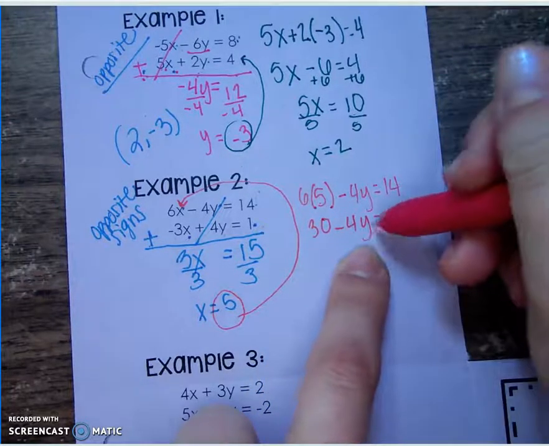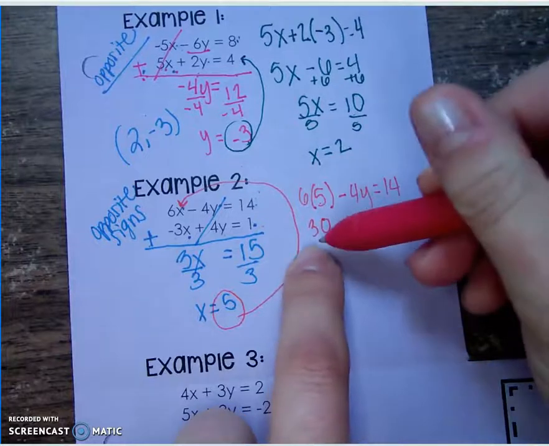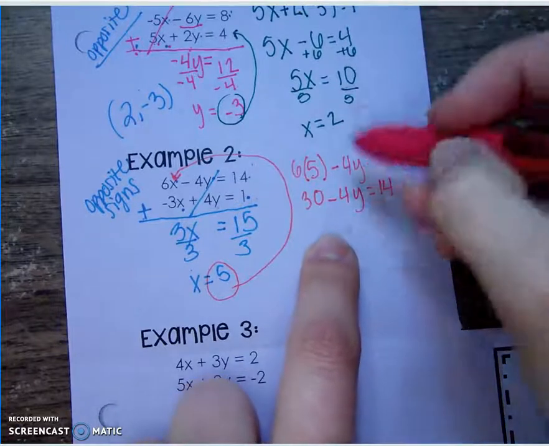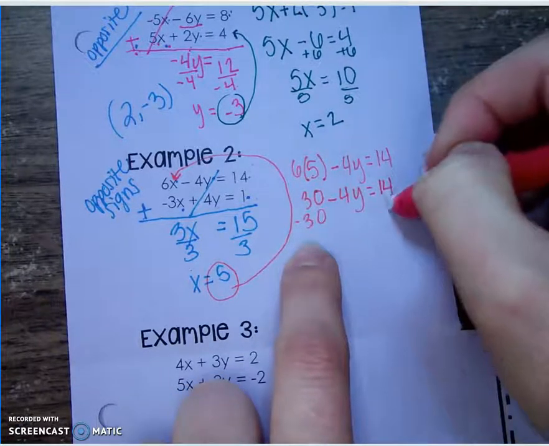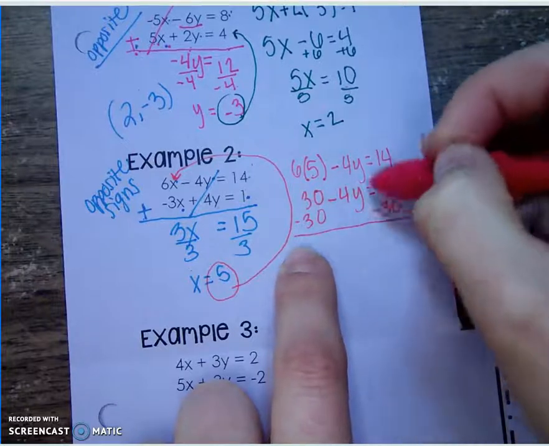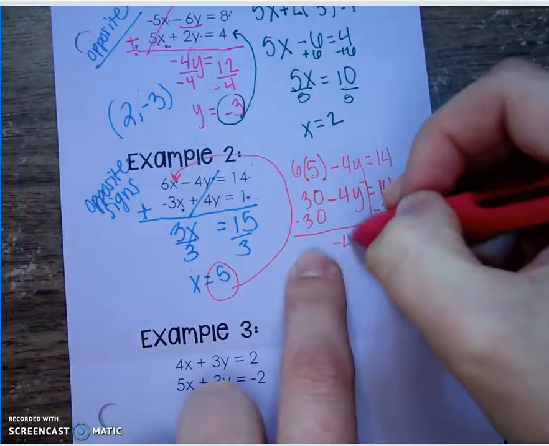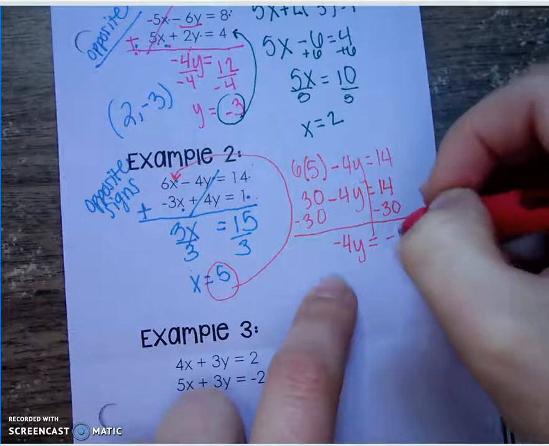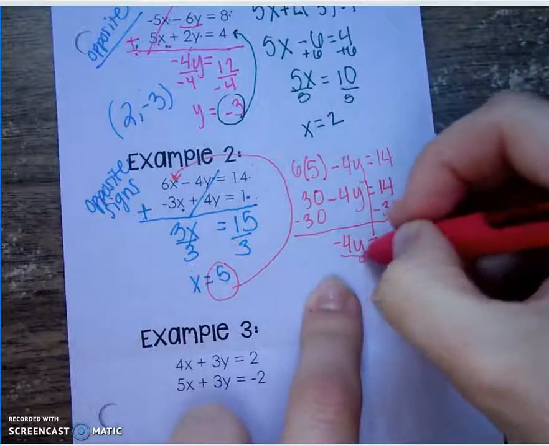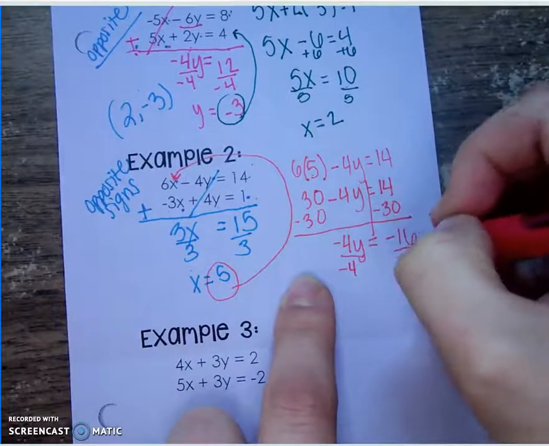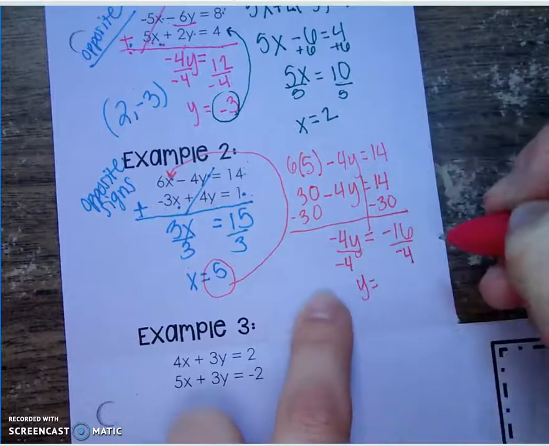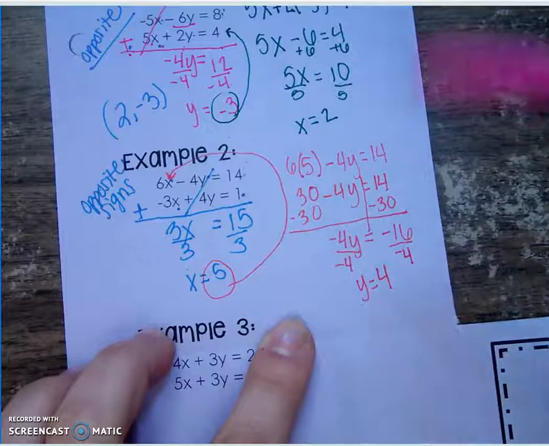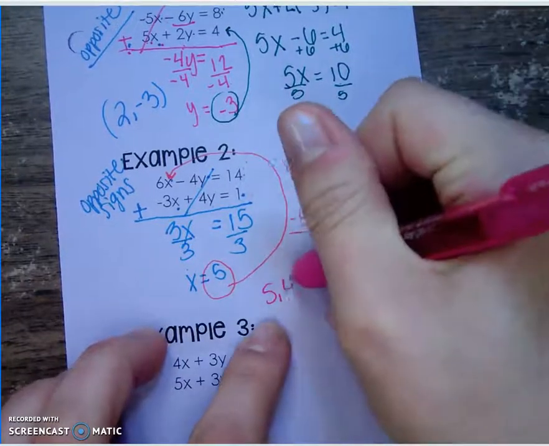How many things are preventing y from being by itself? There's that 30 and the negative 4, so I'm going to have to do 2 more steps to get y by itself. Subtract 30 from both sides. I'm left with negative 4y equals 14 minus 30, which is negative 16. Divide both sides by negative 4. That's my second step. y equals positive 4. My solution there is (5, 4).